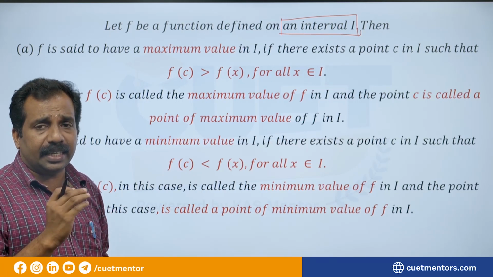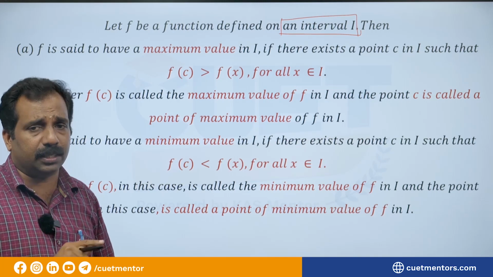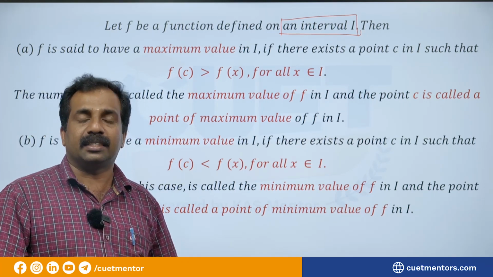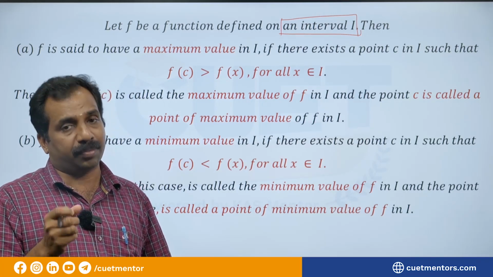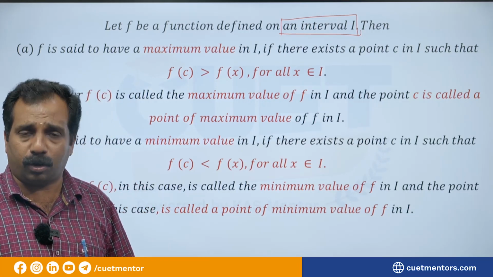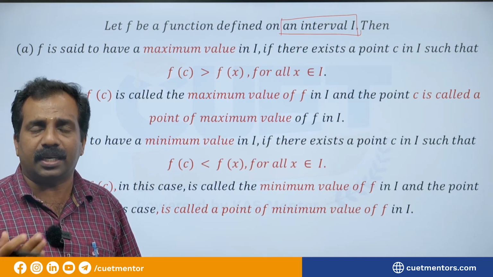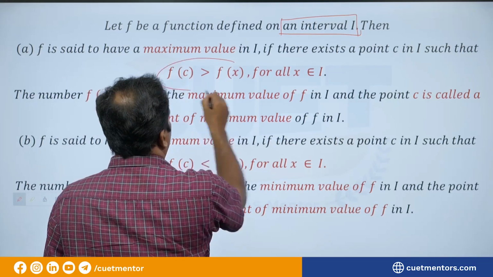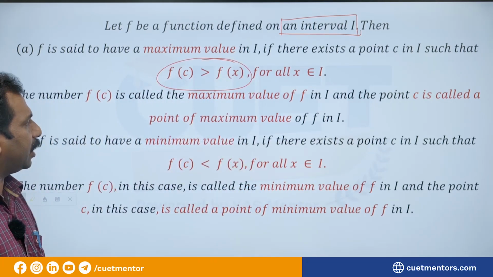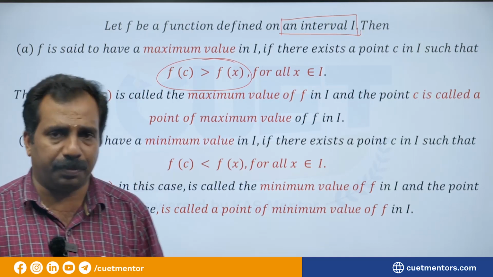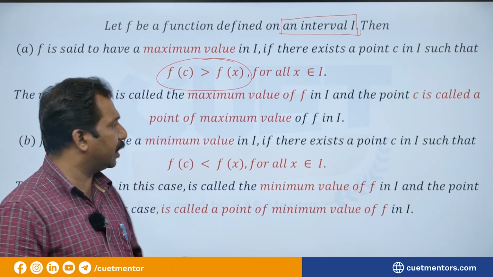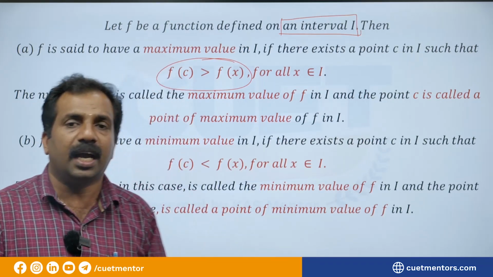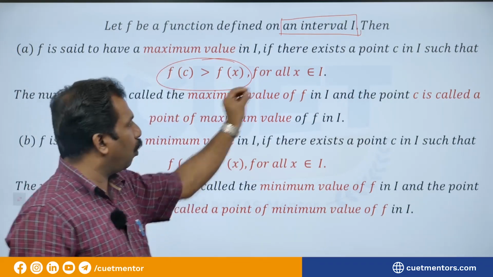Then there exists a particular point C in which the value of that function should always be greater than the remaining values in the domain, that is, the remaining values in the interval I. So f of C should be greater than f of x for all x element of I. Or simply we can say that f of C will be the highest value of the function for all x element of I.